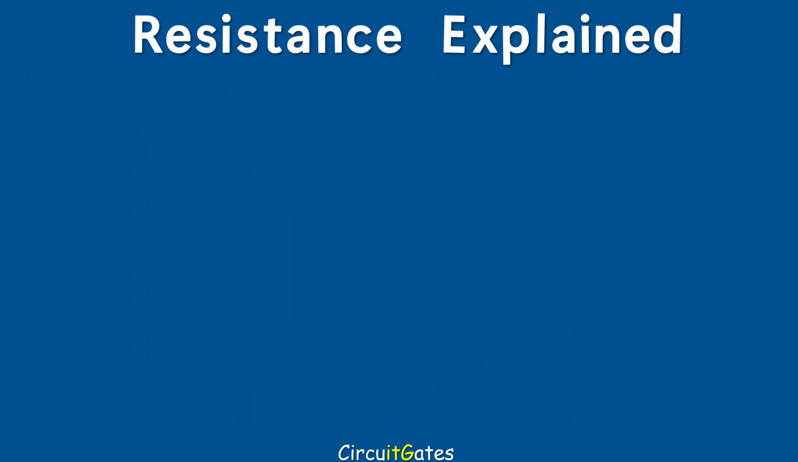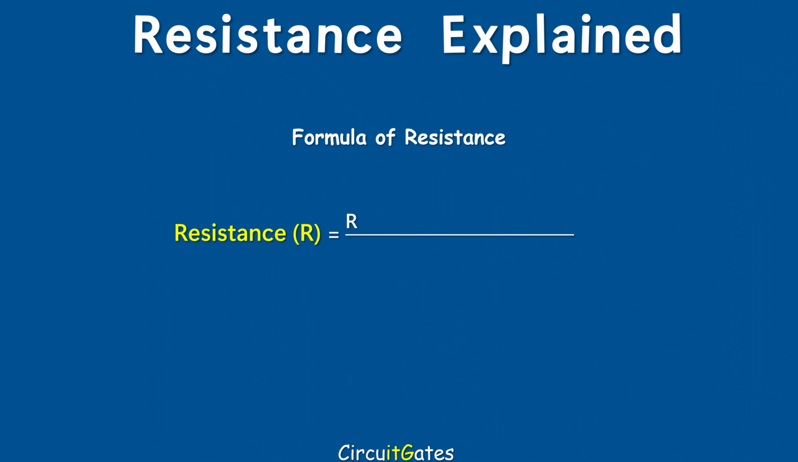To get the actual resistance value of a material, we combine the factors in the formula. Resistance is equal to the product of resistivity and length divided by cross-sectional area. Resistivity represents the type of material. We have already discussed the types of materials earlier in this video, which are conductors, semiconductors, and insulators.